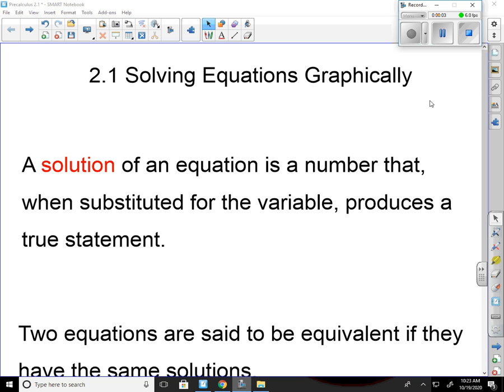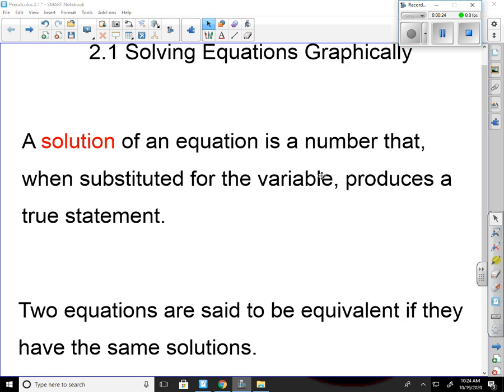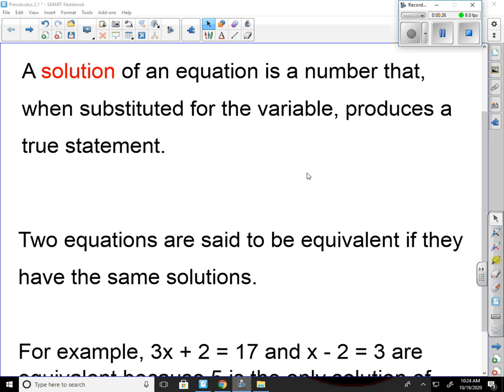All right, time for a new chapter. Today is 2.1, solving equations graphically. So anytime we find a solution of an equation, it's a number that when we substitute for the variable produces a true statement. I can't say 2 plus 2 is 7. That's just not true. So two equations are said to be equivalent if they have the same exact solutions.